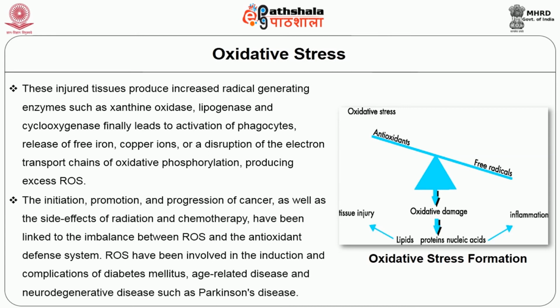The initiation, promotion and progression of cancer, as well as the side effects of radiation and chemotherapy, have been linked to the imbalance between the reactive oxygen species and the antioxidant defense system. Reactive oxygen species have been involved in the induction and complications of diabetes mellitus, age-related diseases and neurodegenerative diseases such as Parkinson's disease. Here we are seeing about oxidative stress and superoxide dismutase, an antioxidative enzyme, and how the balance is maintained. If the balance is not maintained, one is prone to get cancer formation.